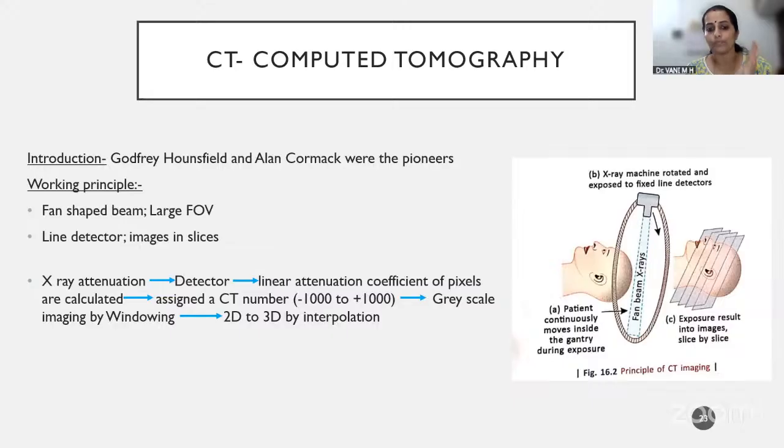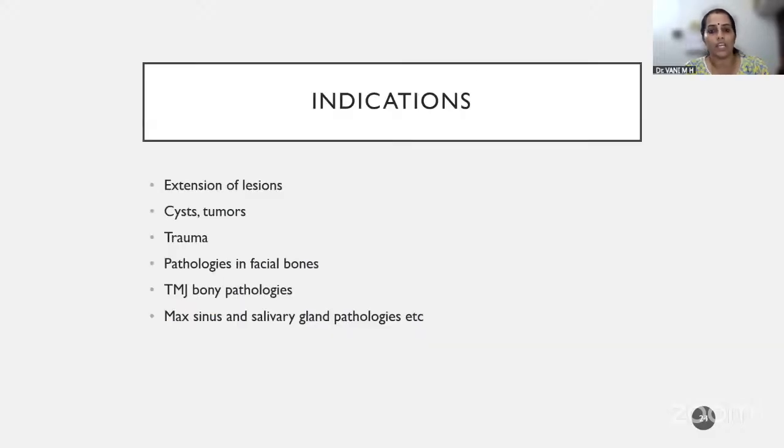Okay, so in CT, another important thing to highlight, it has 2 important windows, a hard tissue window and a soft tissue window. Okay, so that is a very important advantage of CT as compared to CBCT. So when you put it in the soft tissue window, soft tissue lesions can also be highlighted in CT. Okay. Indications, mainly you can describe, like, to detect the extension of the lesions, if there is any CA or anything, any bony involvement.